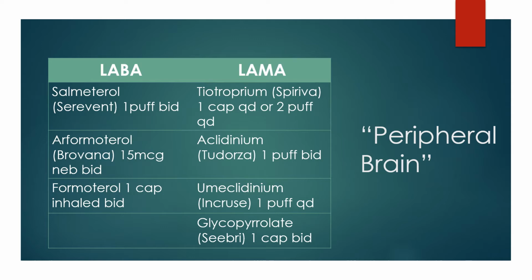Now for the next few slides, I'm going to run through some of the common drugs that you'll see on rotation, but I would keep these in your peripheral brain. I don't expect you to memorize these for any of your tests. Common LABAs used are salmeterol, arformoterol, and formoterol, whereas common long-acting muscarinic antagonists include tiotropium, aclidinium, umeclidinium, and glycopyrrolate.